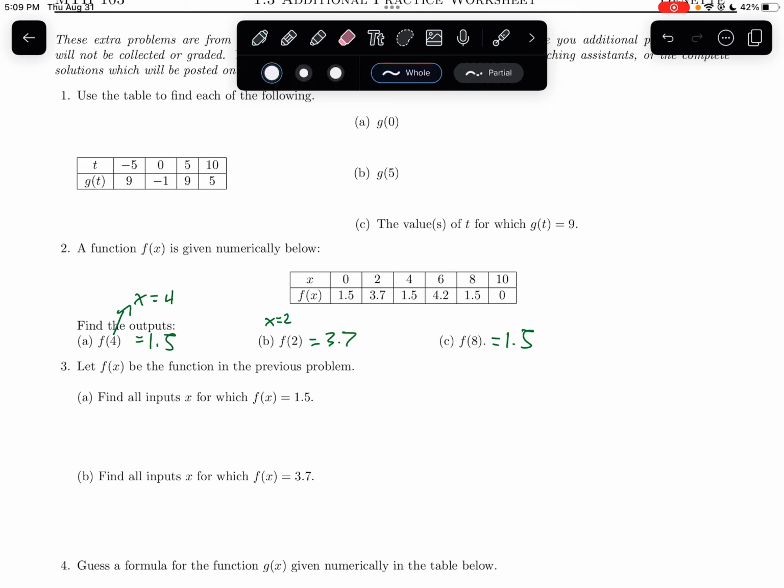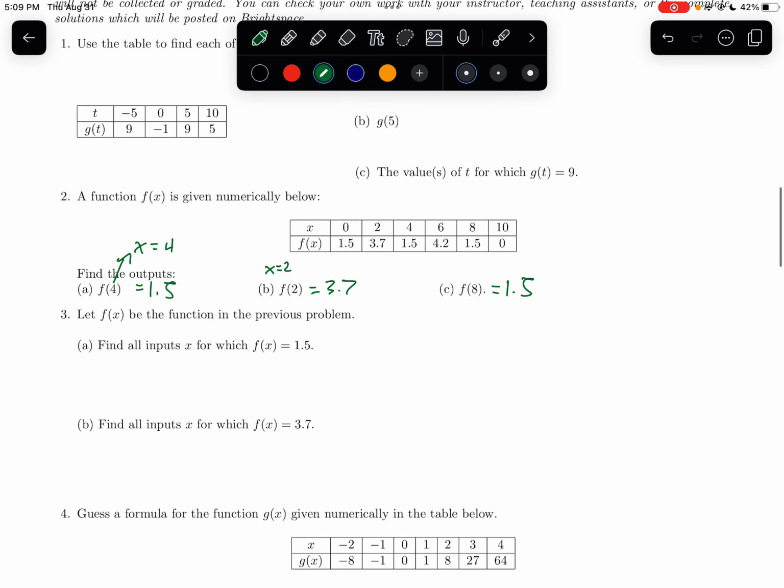Now, we need to find all input values for which the output from the function at that value is 1.5. So what we're looking for are the columns in the table where the second row has a value of 1.5. And so that would be the first column, right, the third one, and then that one. And these x values are 0, 4, and 8. So that would be your answer.